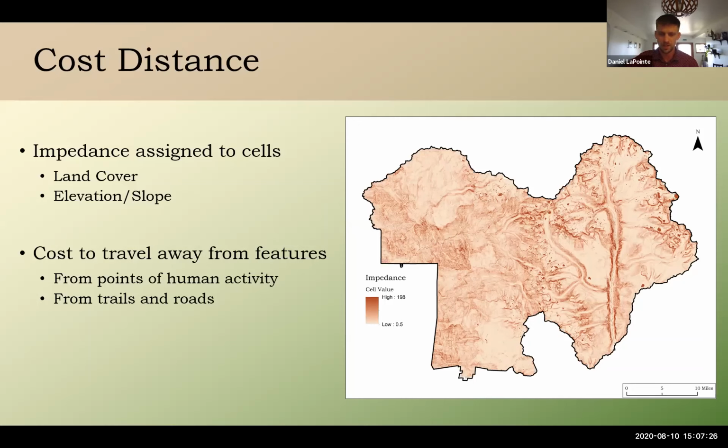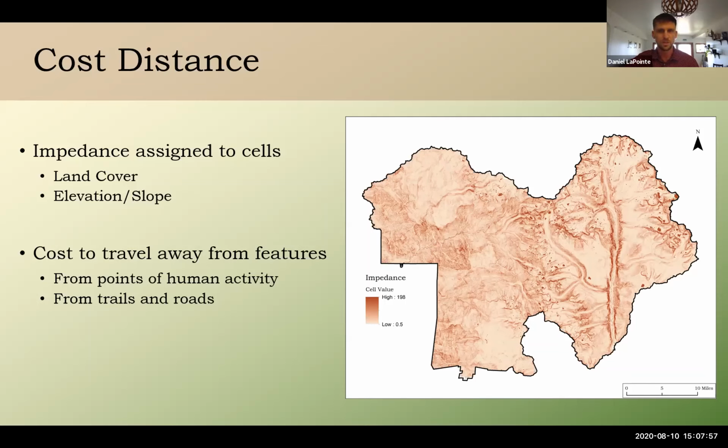What this does is it models how difficult each cell making up Sequoia National Park is to move through by setting an impedance. So for example, a forest is going to be harder to move through than a field, and therefore the forest has a higher impedance. Same is true for topography, where an area with a steep slope is harder to traverse than a flat ground area. So again, the steep slope would have a higher impedance value.